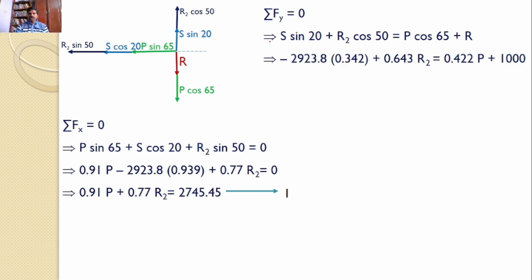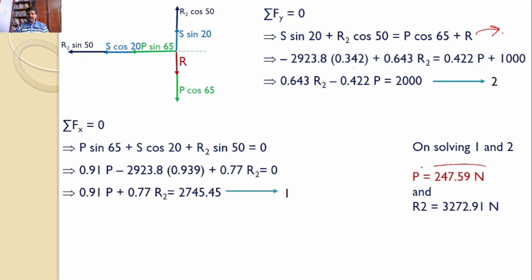Now let us substitute the known values. S value is known, minus 2923.8 into sin 20, 0.342. R2 value 0.643 R2 is equal to cos 65, which is known, 0.422 P, plus R value, which is given as 1000. So after simplification, I will get a second equation in terms of R2 and P: 0.643 R2 minus 0.422 P is equal to 2000. Upon solving these equations 1 and 2, I can find the required value of P, that is 247.59 newtons, the answer for the given problem.